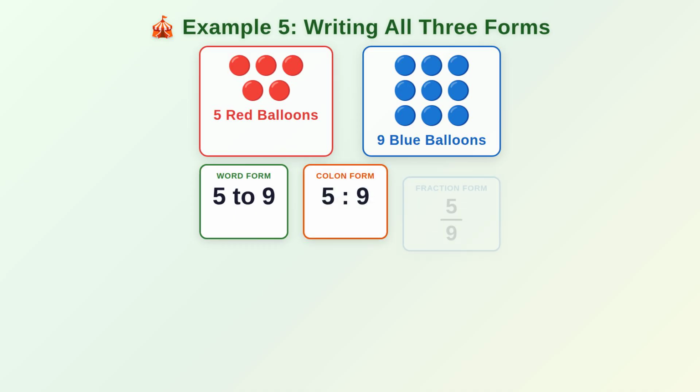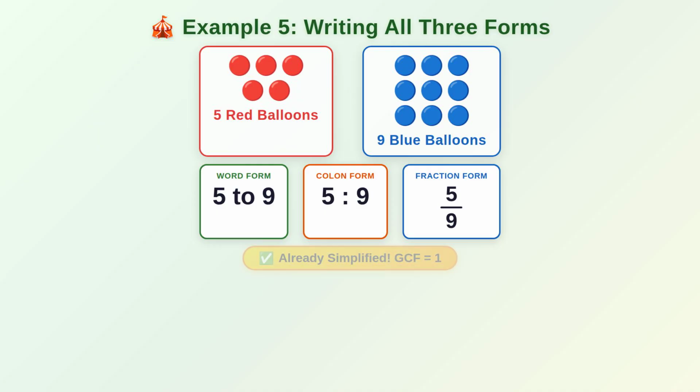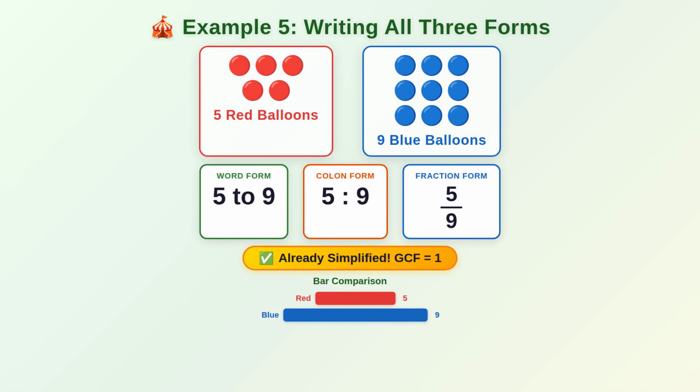At the state fair, a game booth has 5 red balloons and 9 blue balloons. Write the ratio of red to blue balloons in all 3 forms. Ready? Here we go. The first quantity is red, that's 5. The second quantity is blue, that's 9. Word form: 5 to 9. Colon form: 5:9. Fraction form: 5/9.